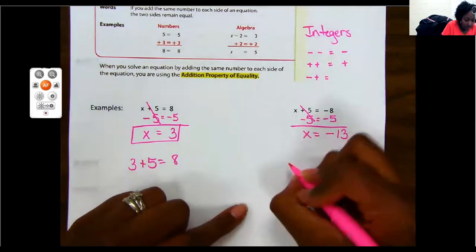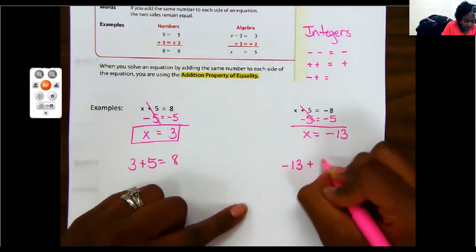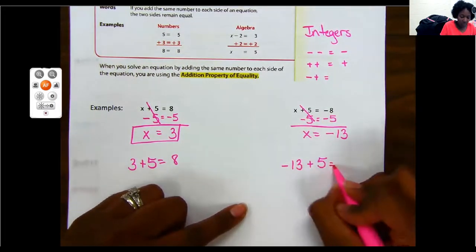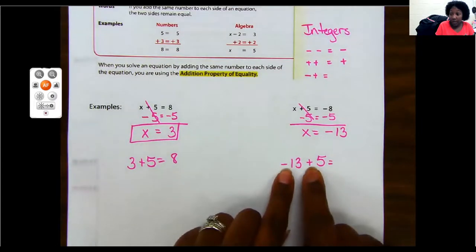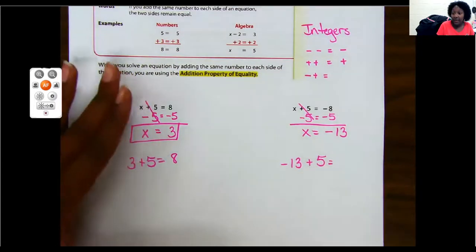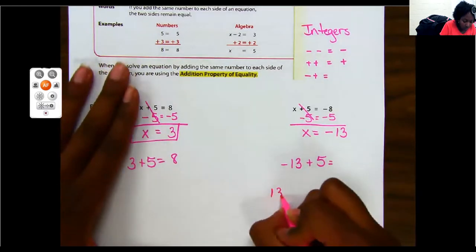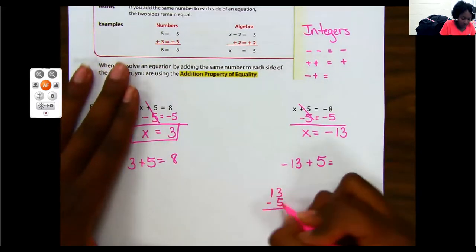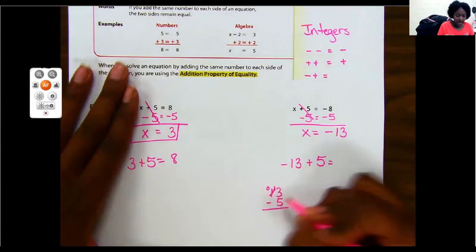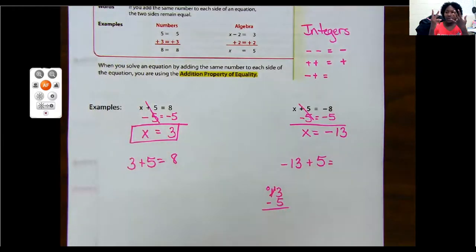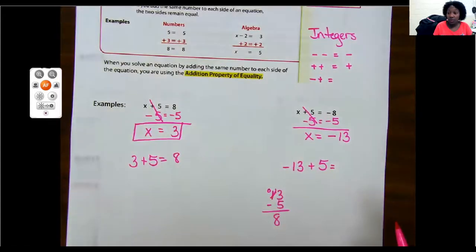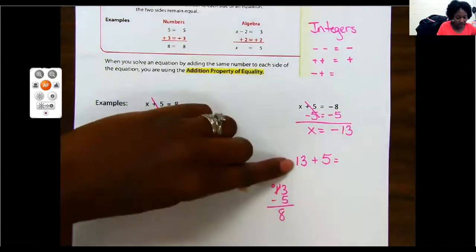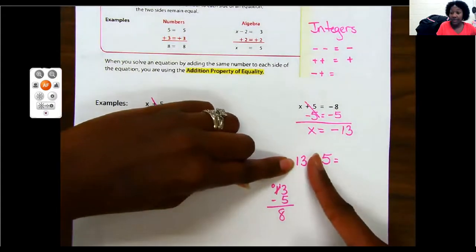I'm going to rewrite my problem. Negative 13 plus 5 equals. All right, because they have different signs, I'm going to subtract them and keep the sign of the bigger number. I'm going to do 13 minus 5. Got to borrow. 5, 6, 7, 8, 9, 10, 11, 12, 13. I get an 8. Okay, but remember, I have to determine which number is bigger. If I cover up the symbols and just look at the numbers, I have a 13 and a 5.